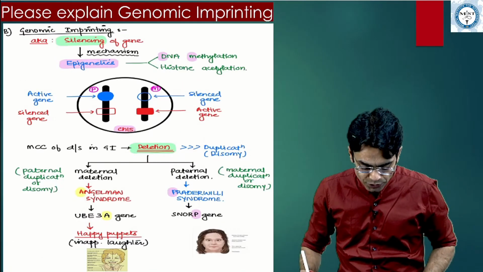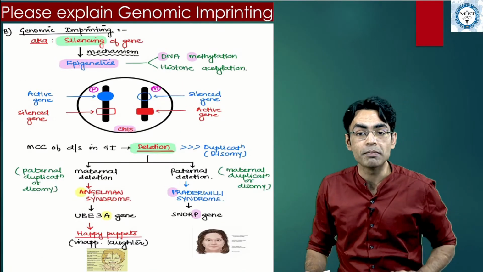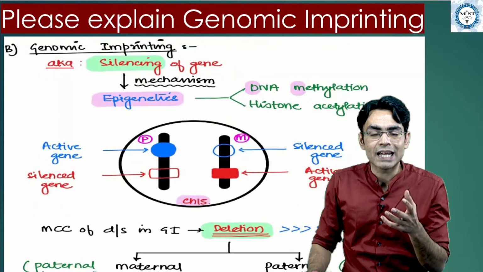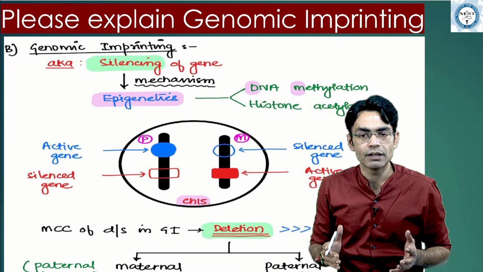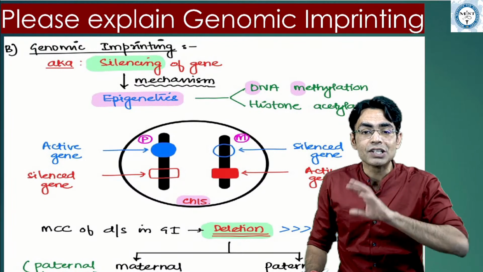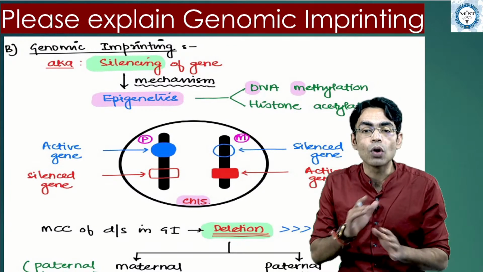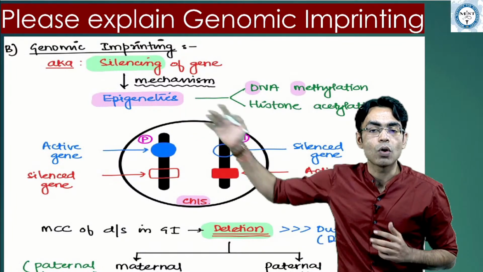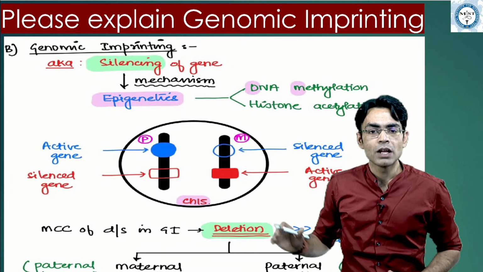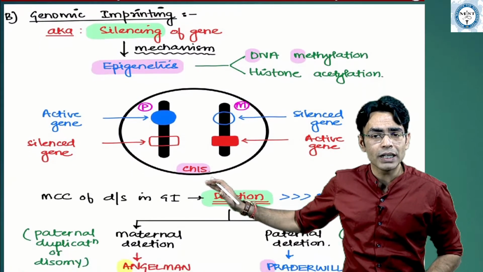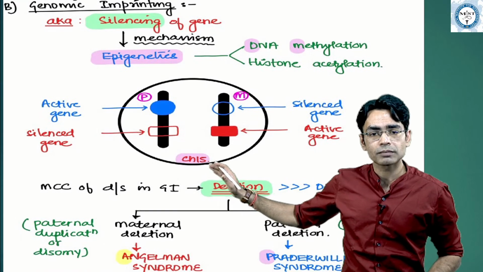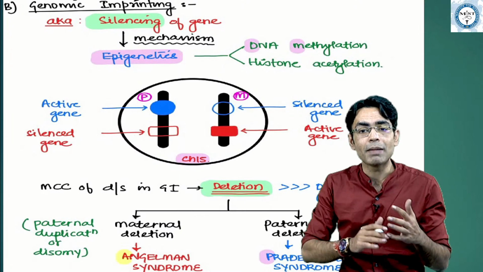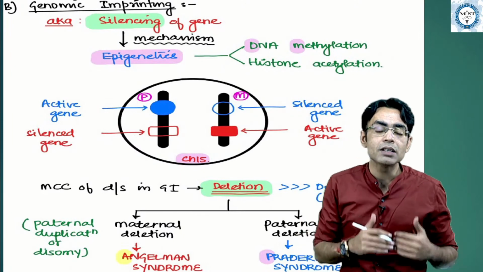Then the next question was regarding genomic imprinting. Again, a very important thing for the exam. What exactly is this? It's silencing of a gene. Mind you, it's not that the gene is not present. The gene is there, but it is not working. It's silenced. Why is this silencing happening? Because of a process called epigenetics. It happens on chromosome number 15, as you all must know, and on this chromosome, due to epigenetics, either a maternal gene can become silenced or a paternal gene can become silenced.